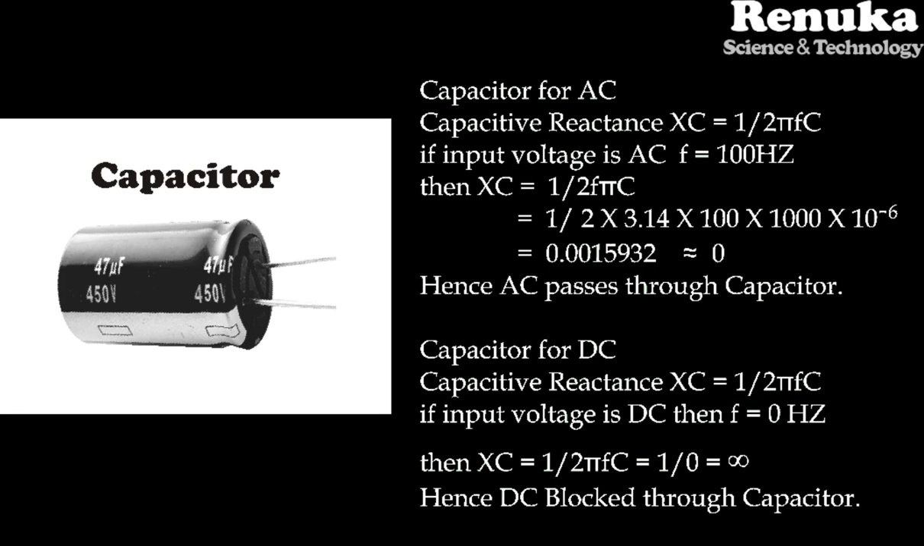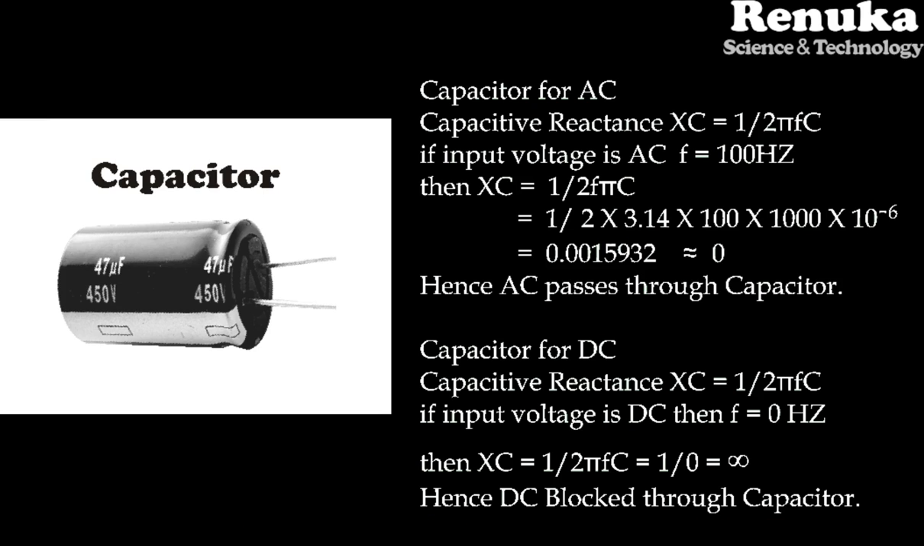Now consider the DC. We know that DC has no cycle. If you consider the definition of frequency, it is the number of cycles per second, but here the cycles are 0. That means there is a straight line, so no magnitude is changing there. That is why we consider the frequency as 0 Hz. So for DC the frequency is always considered as 0.